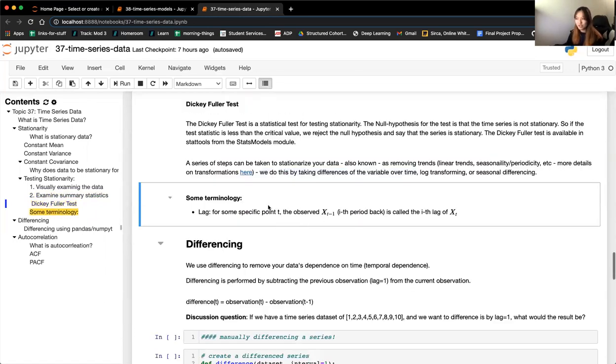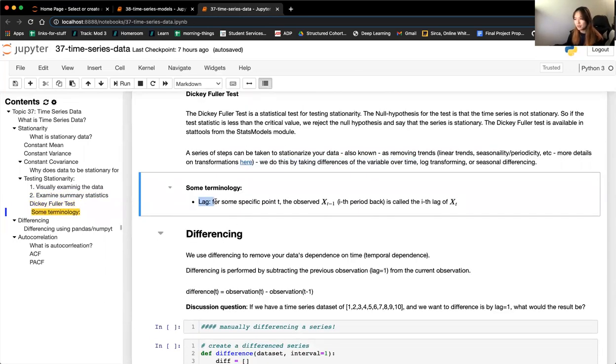As some quick terminology, lag: for some specific point t, the observation at t minus 1, basically yesterday's price, is the one lag of today. So if today my price is 100 and yesterday my price was 96, the one-period lag of today is 96, which is yesterday's price.